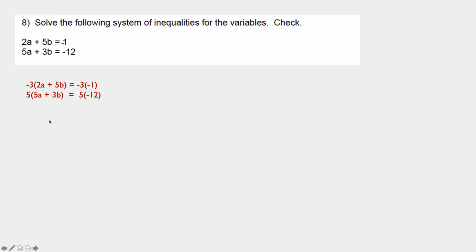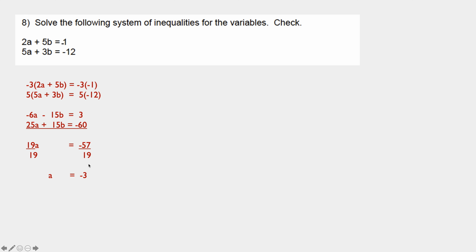So distributing across the top, I get negative 6a minus 15b equals positive 3. And on the bottom, I get 25a plus 15b equals negative 60. Adding them up, I get 19a equals negative 57. My b's add up to 0, so they disappear out of there, which is a beautiful thing. Dividing by 19, a is negative 3.